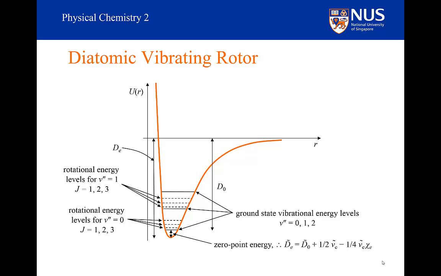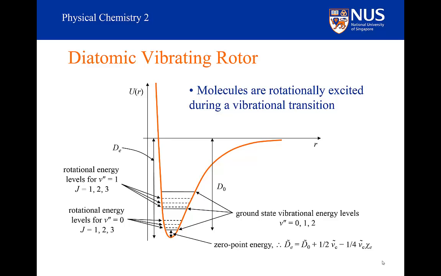Between the bottom of the potential energy well and the state identified by V equals 0, J equals 0, we have our zero point energy, which means that I can write D_E in terms of D0. D_E will be D0 plus our zero point energy, which is just the energy of our V equals 0 state. That is a half nu_e minus a quarter nu_e chi_e. So when we excite a molecule from one vibrational state to another, we predict that there will also be a change in the rotational state. The molecule will be either rotationally excited or de-excited during the rovibrational transition.